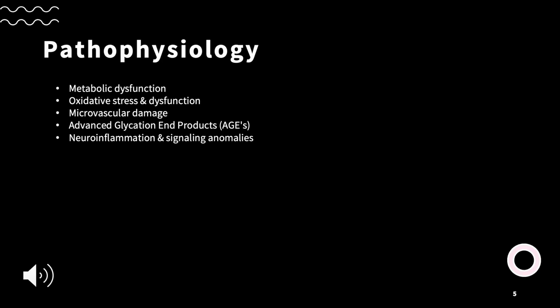Advanced glycation end products, also called AGEs, accumulate in tissues and contribute to inflammation and cellular dysfunction. Neuroinflammation and abnormal nerve signaling ultimately impair nerve conduction and sensory function. Over time, these processes lead to progressive nerve degeneration and chronic pain.